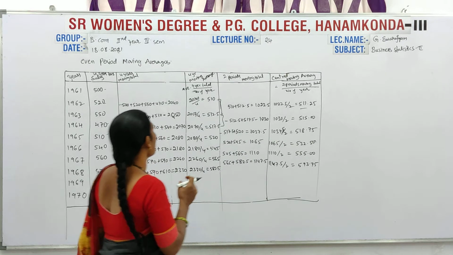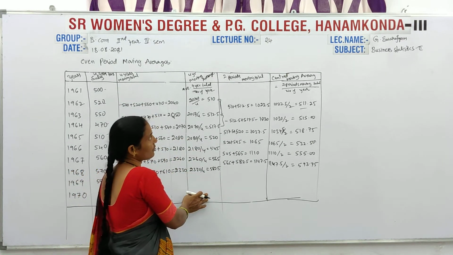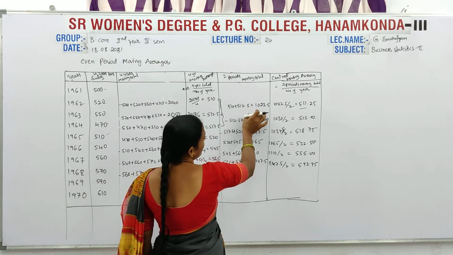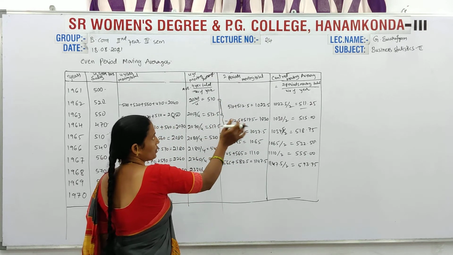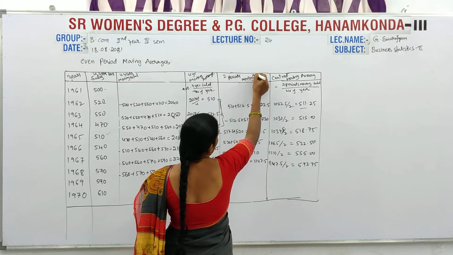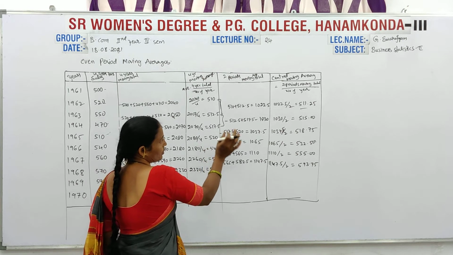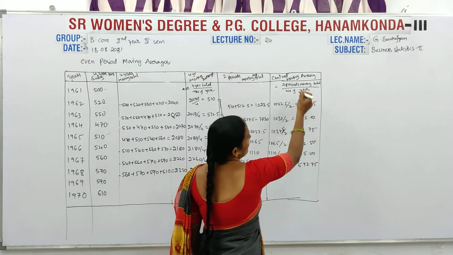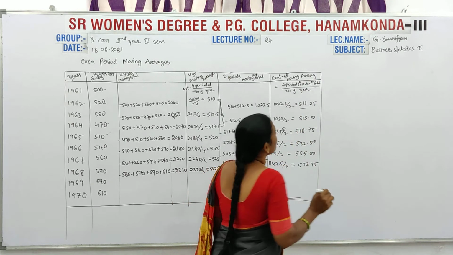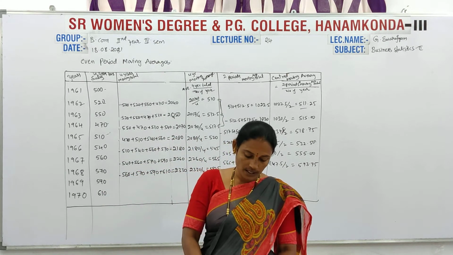So first we add the 4 years total, and next we calculate the average of the 4 years by dividing by 4. Then the 2 periods moving total, the total of 2 periods of moving averages, and next the 2 periods average total is divided by 2. This is the centered moving average. Okay, you have to calculate the centered moving average.